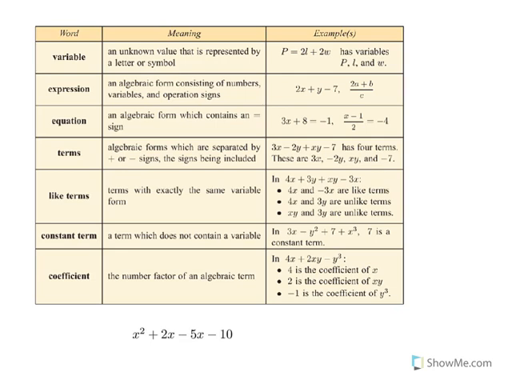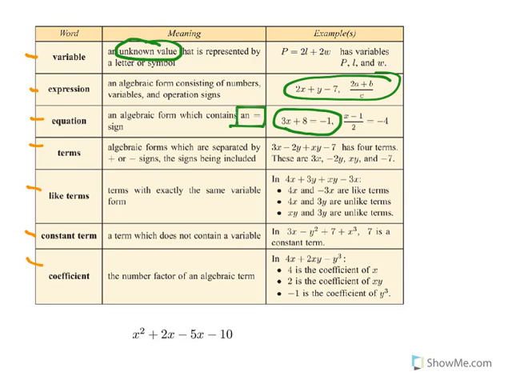I will just briefly go over this. These words, you need to memorize them. You need to know what they are. Okay? Again, a variable is an unknown value. It is any letter that we don't know the value of. Okay, we have here 3 examples, P, L, and W. An expression is an algebraic form consisting of numbers and operating signs. So we have an example of an expression here. There's no equal sign. An equation has an equal sign. Okay, so you can see it contains an equal sign.